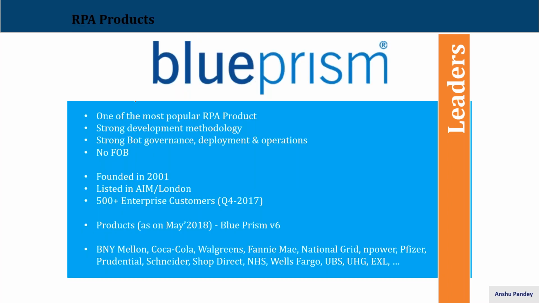Blue Prism is another big player in the market, the second biggest, a very popular RPA product. They have a very strong bot development methodology and a very strong security interface. They don't support front office robots. That means attended bots cannot be developed using Blue Prism. Only unattended bots can be developed using this.